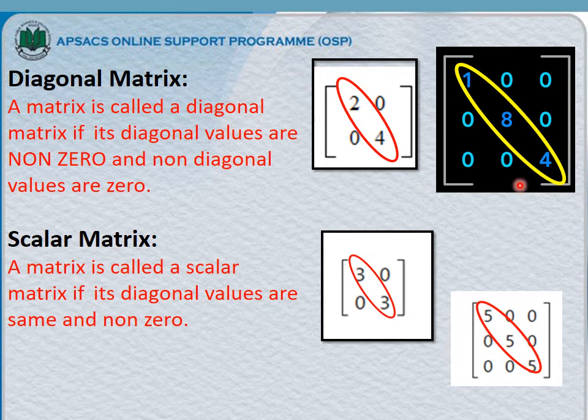So identification of a diagonal matrix is important. You have to identify the diagonal. If the diagonal is non-zero, it means it is a diagonal matrix.